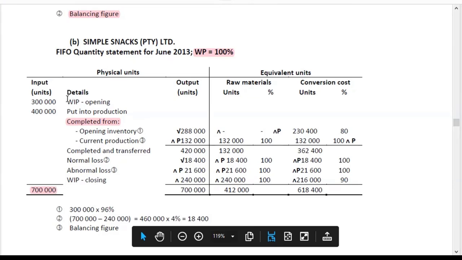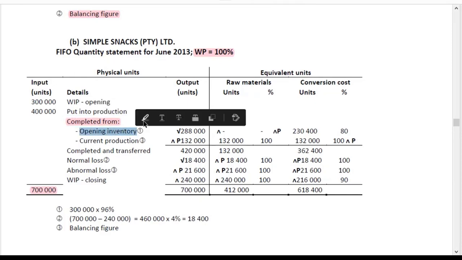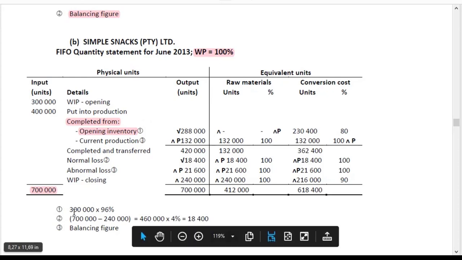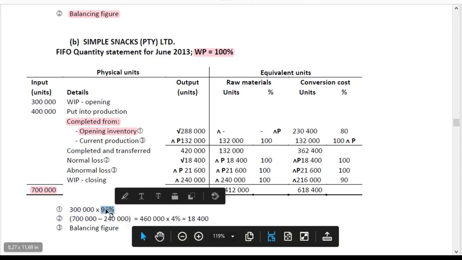Then your details start. Put into production, completed. You say, what was completed from my opening WIP? Number one, you can't put 300,000. Why? We now need to start that whole thing of normal loss. Because remember, under first in, first out, your opening inventory is affected by your normal loss. So we say that it's 300 multiplied by 96%. That means that you took out that 4%. You guys understand why it's 288 and not 300?